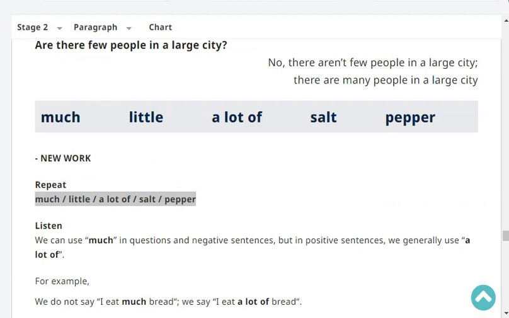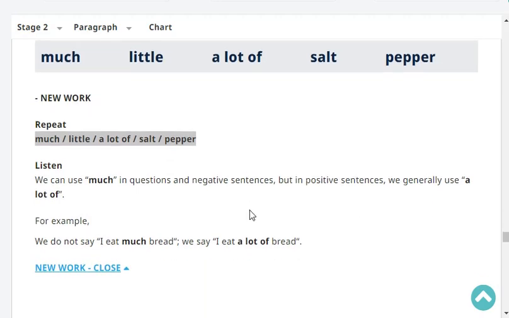Next, repeat much, little, a lot of, a lot of salt, pepper. Very good. Okay, listen. We can use the word much in questions and negative sentences. So we use much in questions and negative sentences.